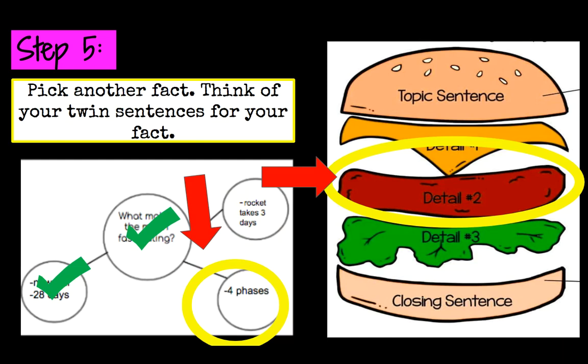I'm going to talk about the 4 phases. Now, I don't really remember exactly what the 4 phases are. How can I turn that into a twin sentence? Oh, I know. Maybe I can write, another reason the moon is fascinating is because it has 4 phases. That's why the moon sometimes looks different when you look up.